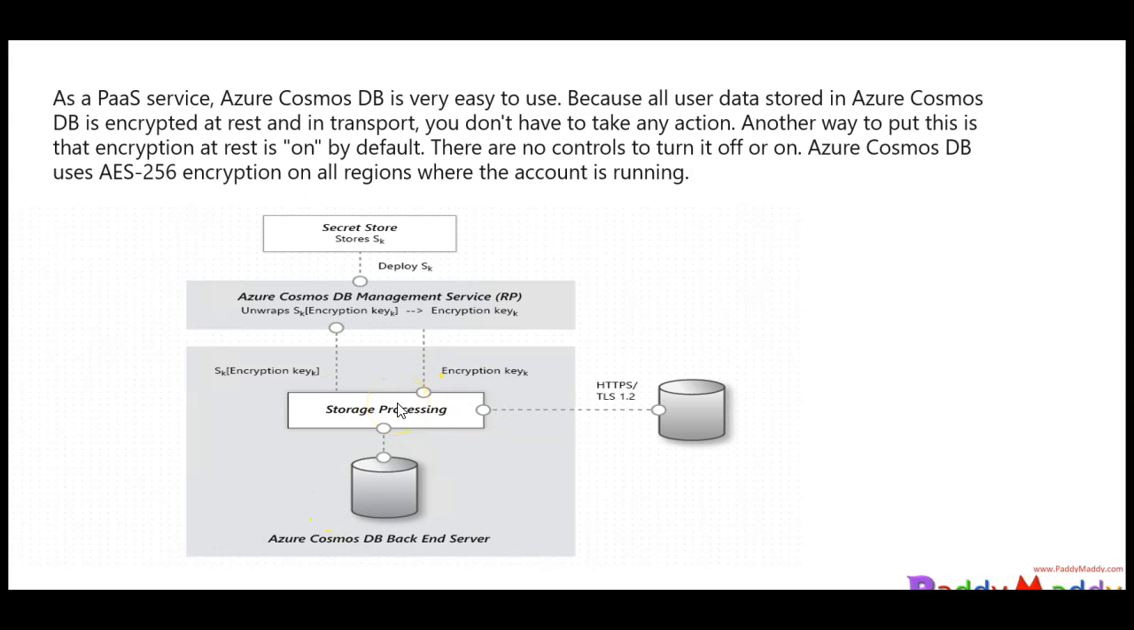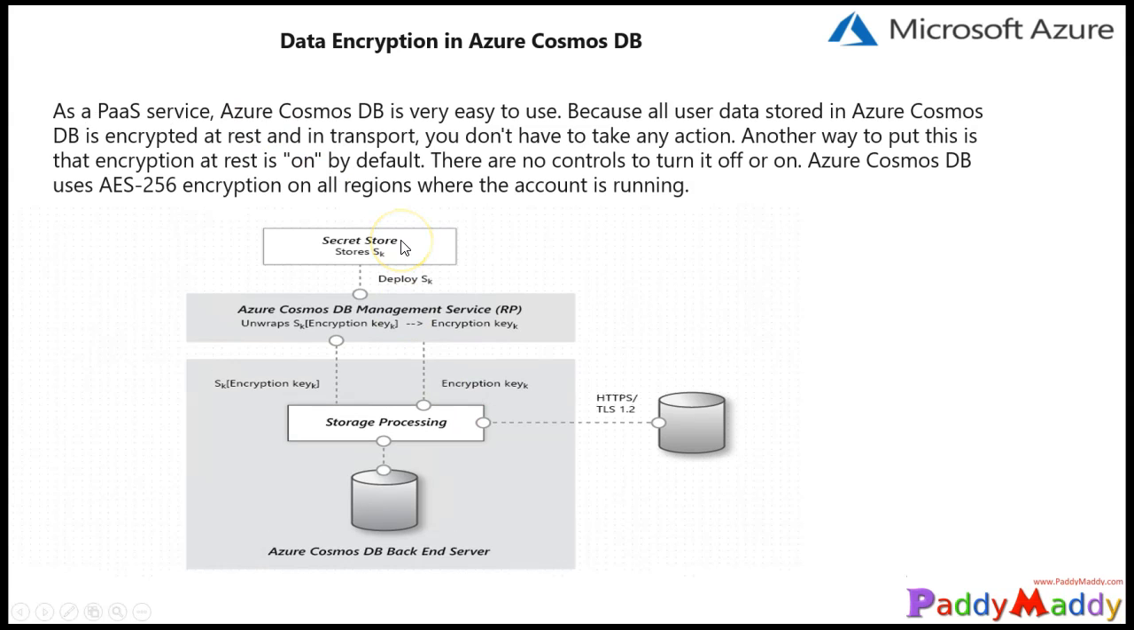because this is enabled by default as it's a PaaS model, and it uses AES 256 encryption in all regions where the account is running. And you can see here, it automatically uses TLS 1.2 or HTTPS to send the data up and down, and it manages everything by default without your interaction. Hope this is useful for you, and let me go back to the other slide.